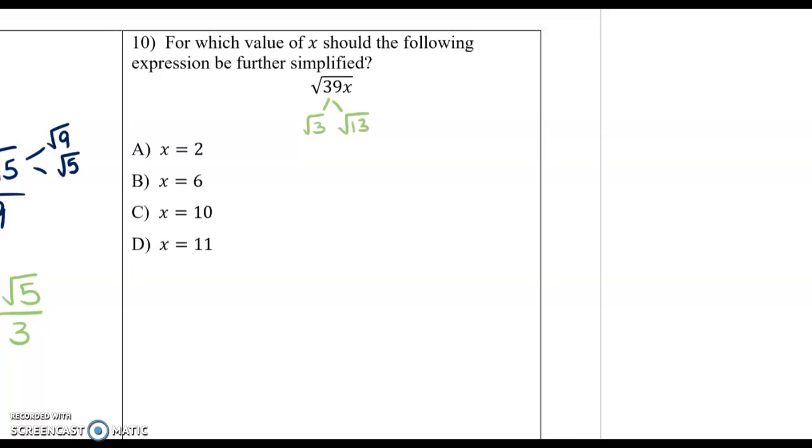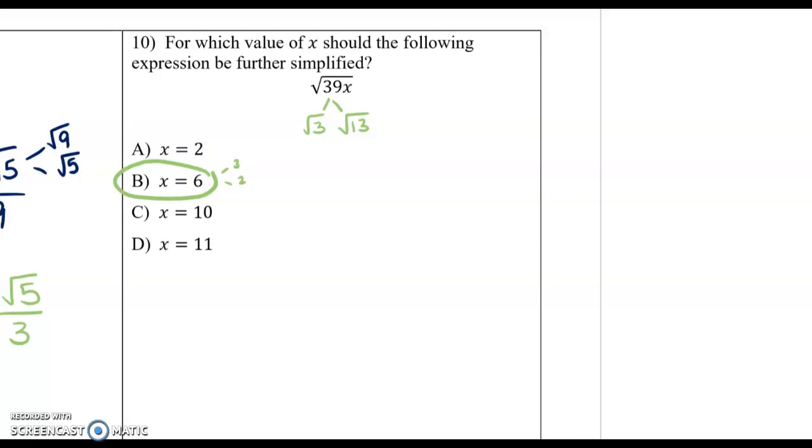3 and 13 are both prime numbers, which means I can't break them down any further. So then I looked at my list and tried to figure out which of these numbers also has a 3 or a 13 in it. And that's how I got my answer of 6. 6 is technically 3 and 2. So if I multiply 39 by 6, I should be able to take out a 3 times 3, which is a 9. So there should be a square root of 9 in it, which would allow me to simplify it further.